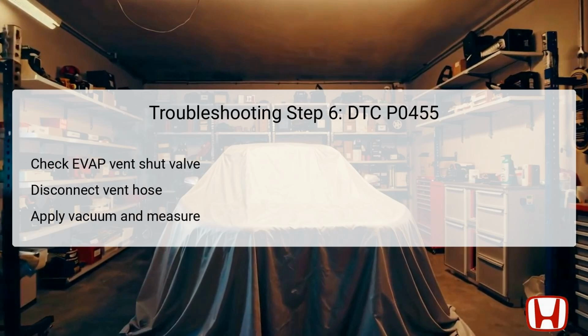To perform Step 6, start by selecting the EVAP test on the HDS and set the EVAP CVS to off. Disconnect the EVAP canister vent hose from the shut valve and make sure to plug that hose. Repeat the process of applying vacuum to the line until the FTP reading once again reaches 1.90 volts. This measurement is vital as it indicates the integrity of the vent shut valve.